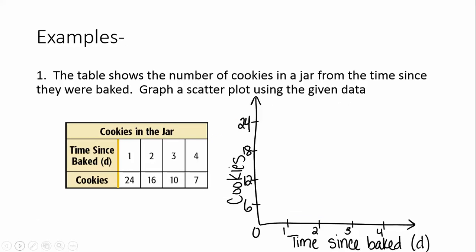So we're going to look at some examples of scatter plots. So the table shows the number of cookies in a jar from the time since they were baked, and you're asked to graph a scatter plot using the given data. So we're going to use the chart and then the scatter plot that I've already started on the right hand side. So go ahead and take a few moments, pause the video to copy the graph down and also the chart. And once you're ready to start graphing the points, you can go ahead and resume the video.